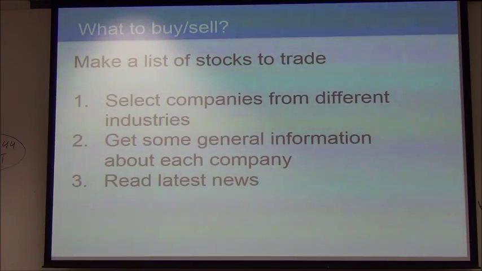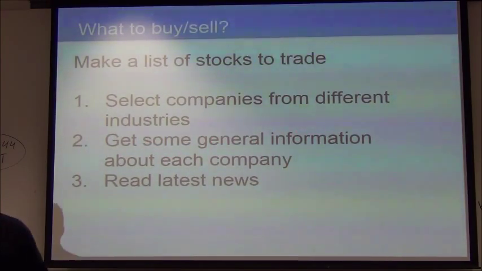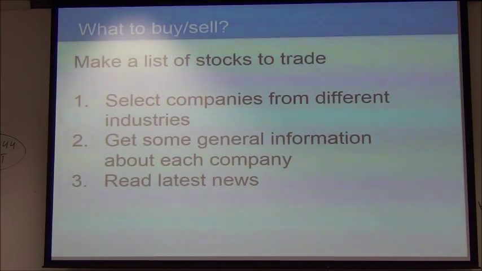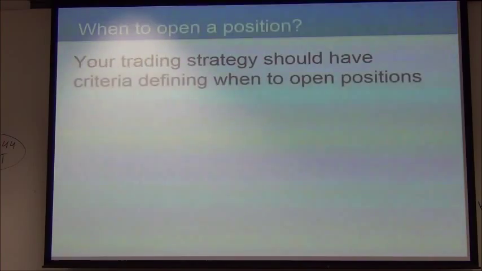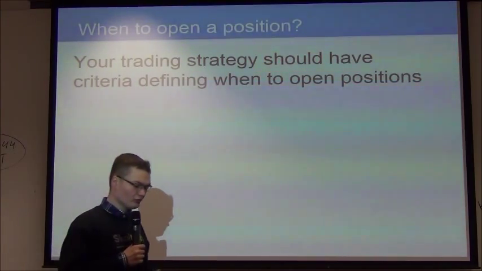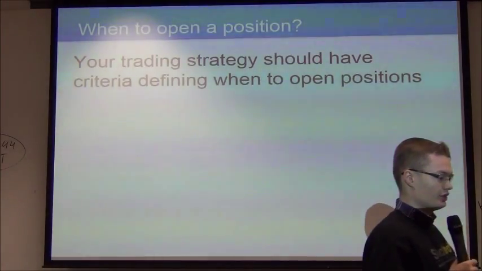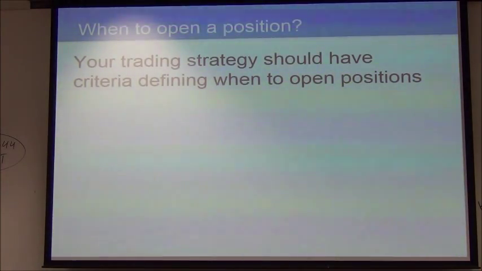General recommendations are to select stocks, select companies from different industries, and get some maybe latest information, latest news, or maybe some general information about the company, just to understand that it will not go bankrupt tomorrow. Okay. The second part of the trading strategy, it's about when we open a position. It means that we should have some criteria which tell us when we should open a position.